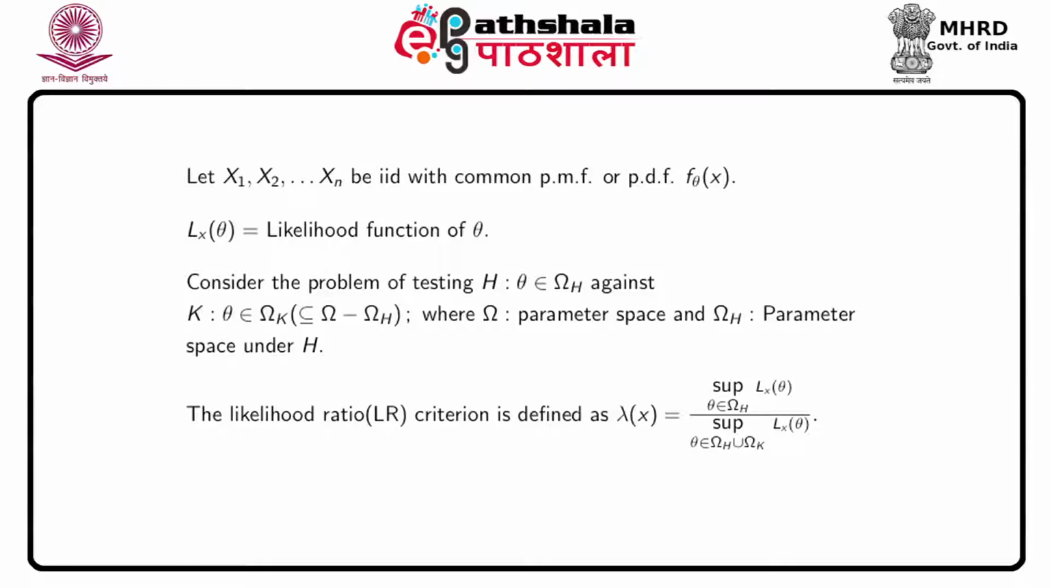Then the likelihood ratio criterion is defined as lambda(x) equal to the supremum of the likelihood function L(theta), theta belonging to omega_H, divided by the supremum of L(theta) for all theta belonging to omega_H union omega_K.